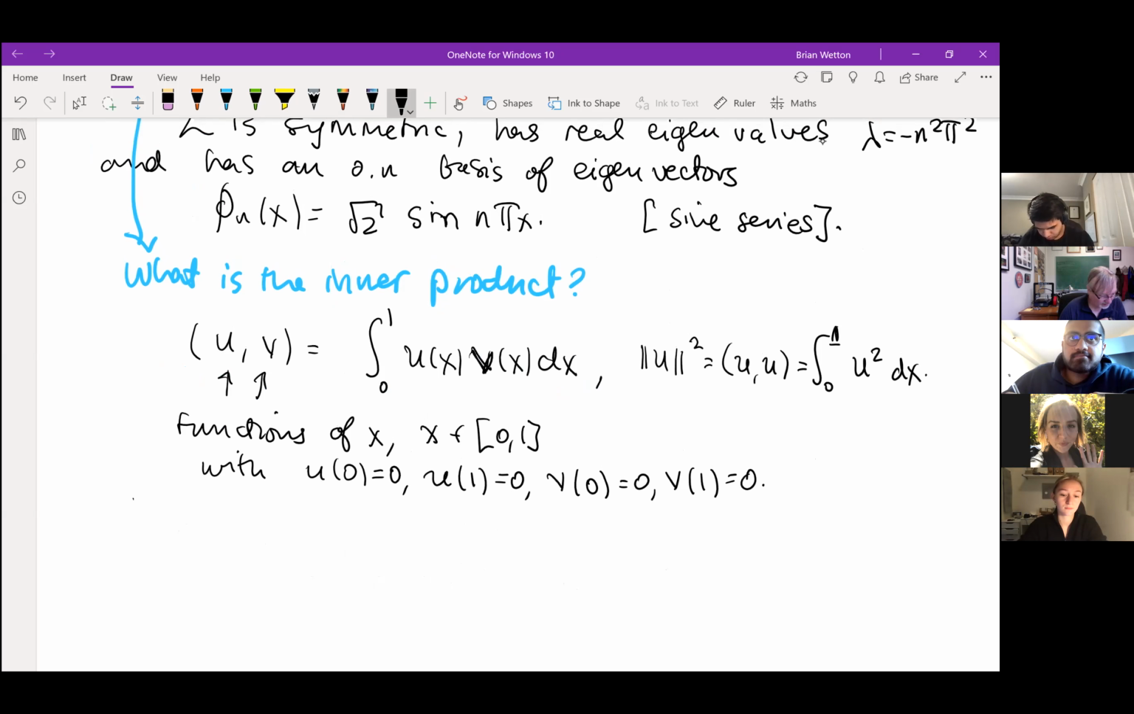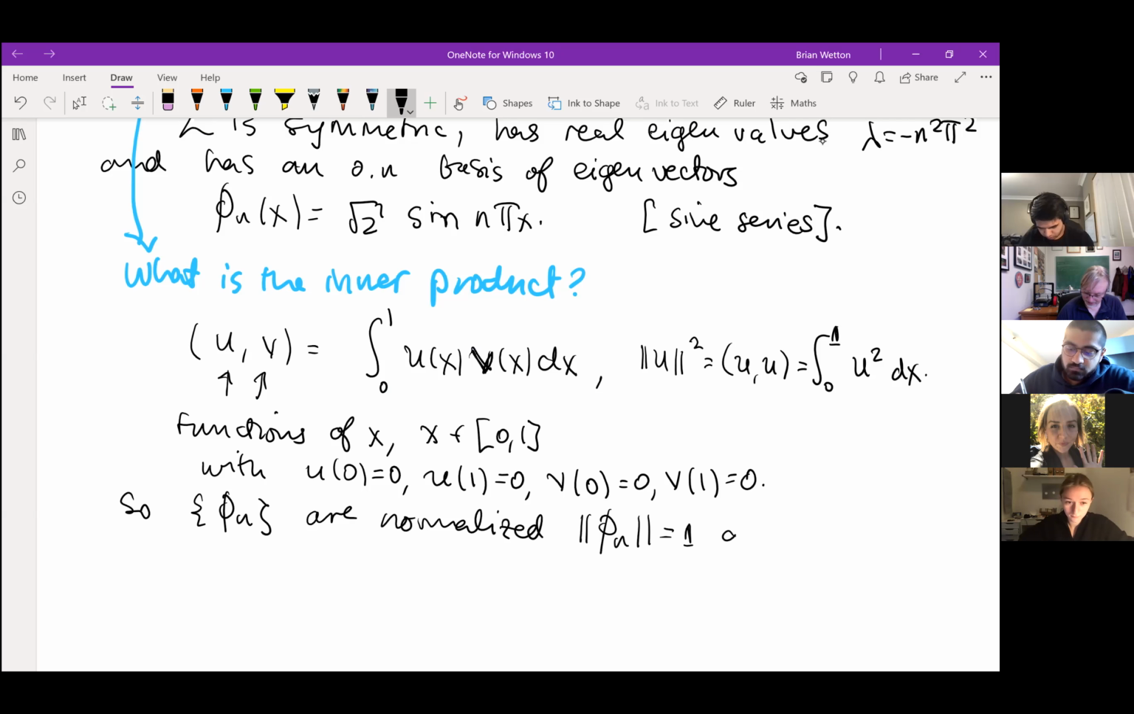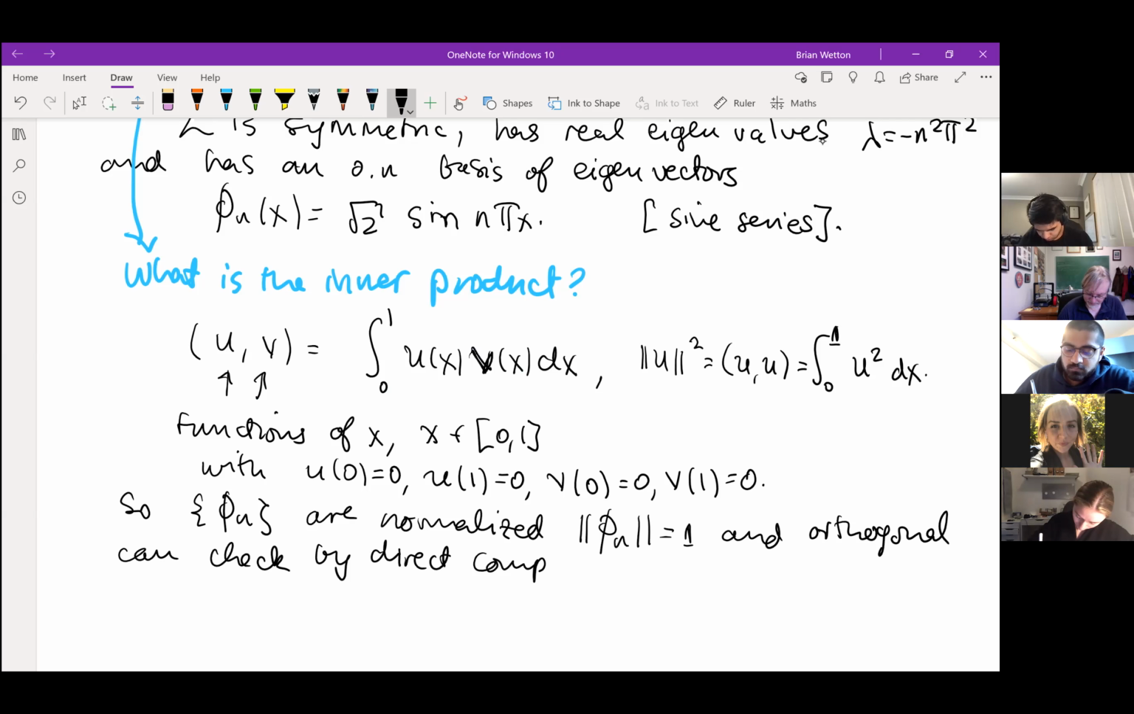Okay, so I've got this set of eigenfunctions, that's the sine series. They are normalized so that they all have size 1, and they're orthogonal. And you can check by direct computation. And of course, that's probably what you did in a previous class.